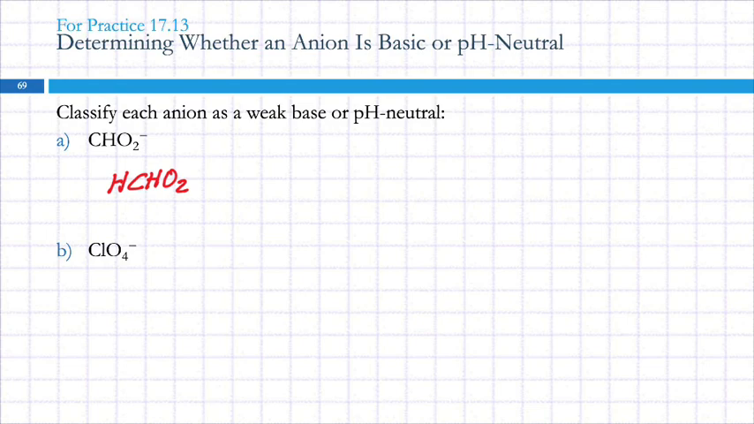There are 6 strong acids. Any other acid is a weak acid, right? So you don't even have to know what that acid is. It's not one of the 6 strong ones, so it's weak. If this is a weak acid, what does that tell us about its conjugate base? It's a weak base. So this guy is a weak base.